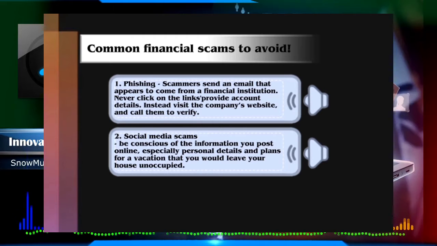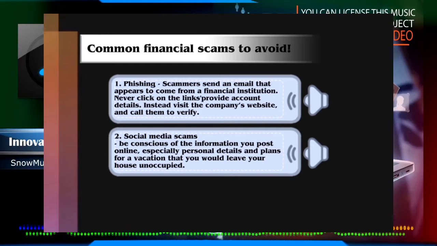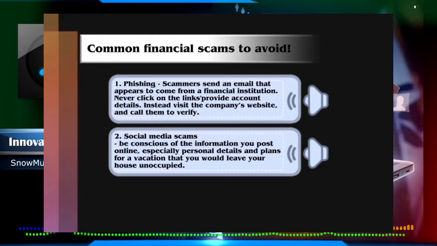Using these common tactics, scammers send an email that appears to come from a financial institution, such as a bank, and ask you to click on a link to update your account information. If you receive any correspondence that asks for your information, never click on the links or provide account details. Instead, visit the company's website, find official contact information, and call them to verify the request.